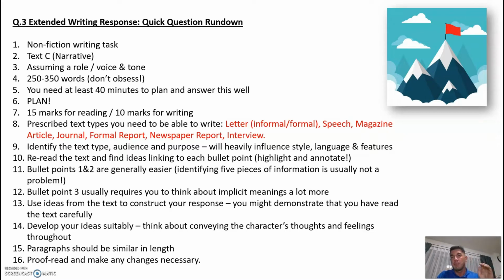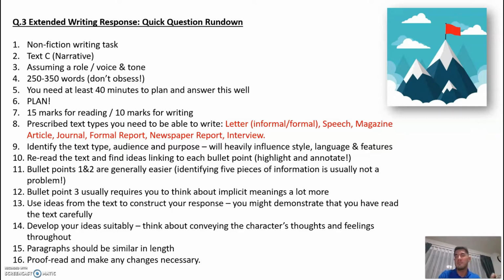Number 7, 15 marks for reading, 10 marks for writing. So yes, predominantly it is assessing your reading skills. However, writing skills are important: vocab, sentence structure, the kind of things that your teacher has no doubt been teaching you throughout your GCSE years. Number 8, the prescribed text types you need to be able to write are letters, informal and formal, speeches, magazine articles, journal, formal report, newspaper report, and interview. Interview is a slightly odd one, but it often comes up, having to write dialogue.